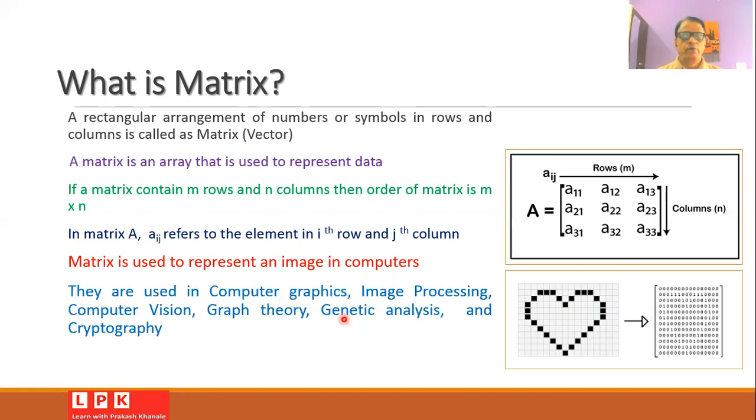Whenever we write algorithms in computer graphics, or study image processing, computer vision or graph theory, or go for genetic analysis by using computers, or cryptography, all these subjects require the use of matrix. Matrix is also used to solve a system of linear equations. Whenever you are given a system of linear equations, the solution of this system can be found by using matrix.